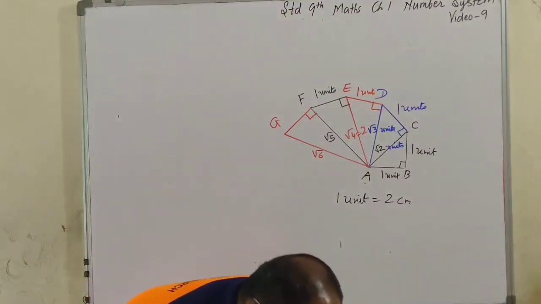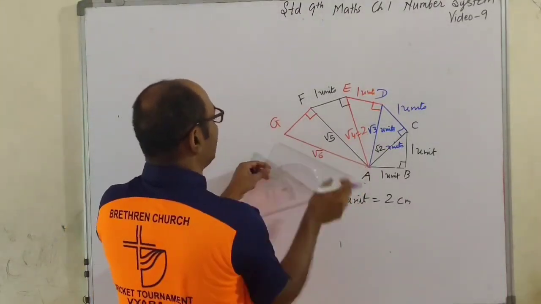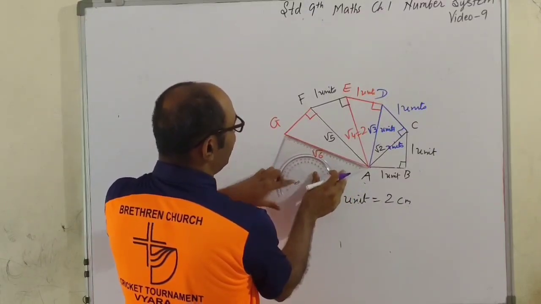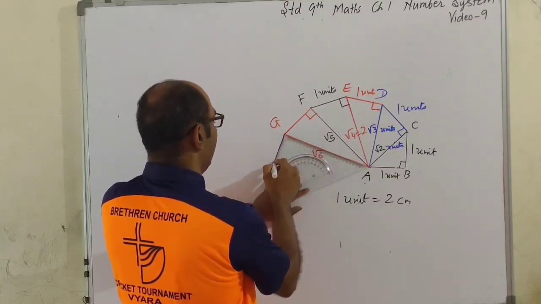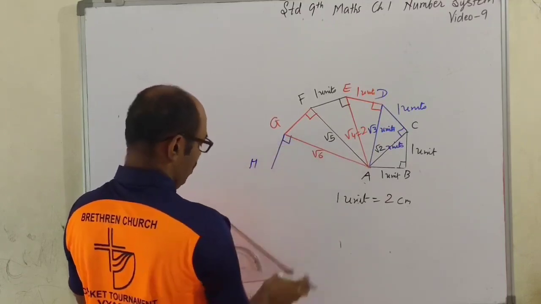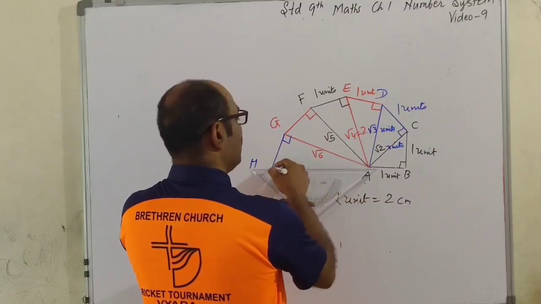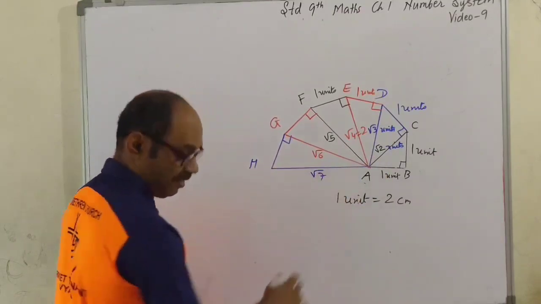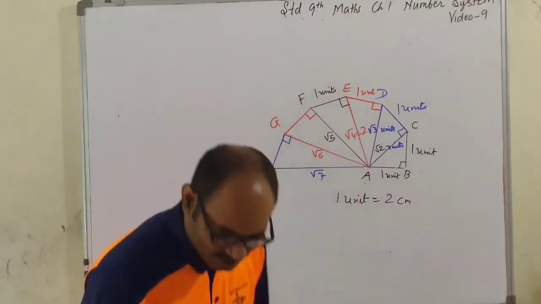So proceed further. Now perpendicular to AG at G. Put the set square nicely. Okay. And then perpendicular GH. You have reached H here. Alright. And then draw the hypotenuse HA, which is root 7. Is that clear to you? Don't forget to write this unit.